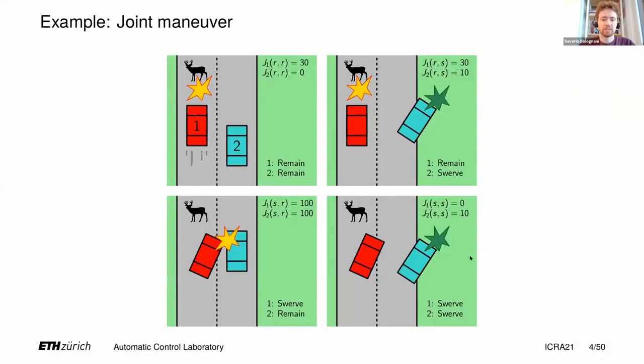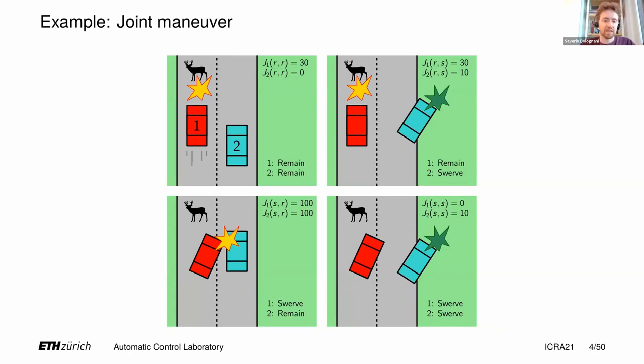Okay. So let's see a very simple example about joint maneuvering. What's the story behind this game? We have two cars, the red car and the blue car. They are driving in the same direction over two separate lanes. But the car on the left, at some point, detects an obstacle in the middle of the road.